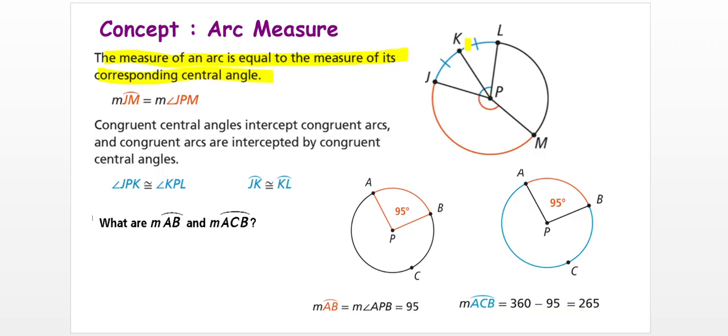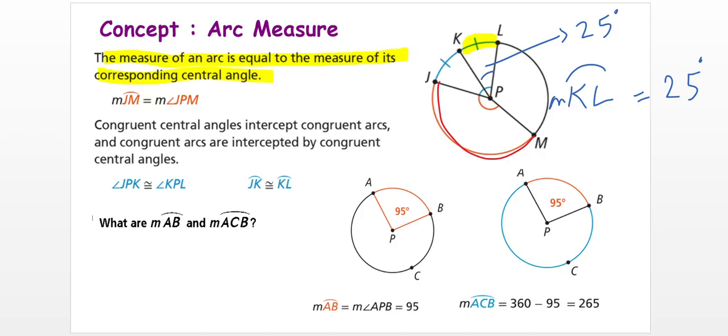For example, let's say if they want me to find the measure of arc KL. Let's say this central angle is 25 degrees, right? So what will be the measure of arc KL? The measure of arc KL will be the same as the central angle, 25 degrees. Now if they ask you to find, let's say here, the arc JM, it will be the same as the central angle that is here. So that's why you can say the arc measure and the central angle are the same thing.